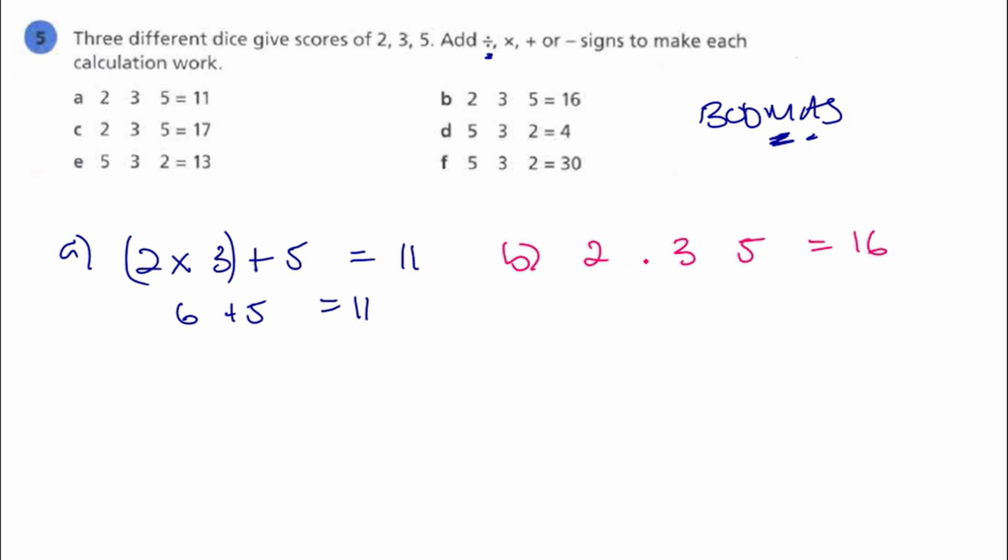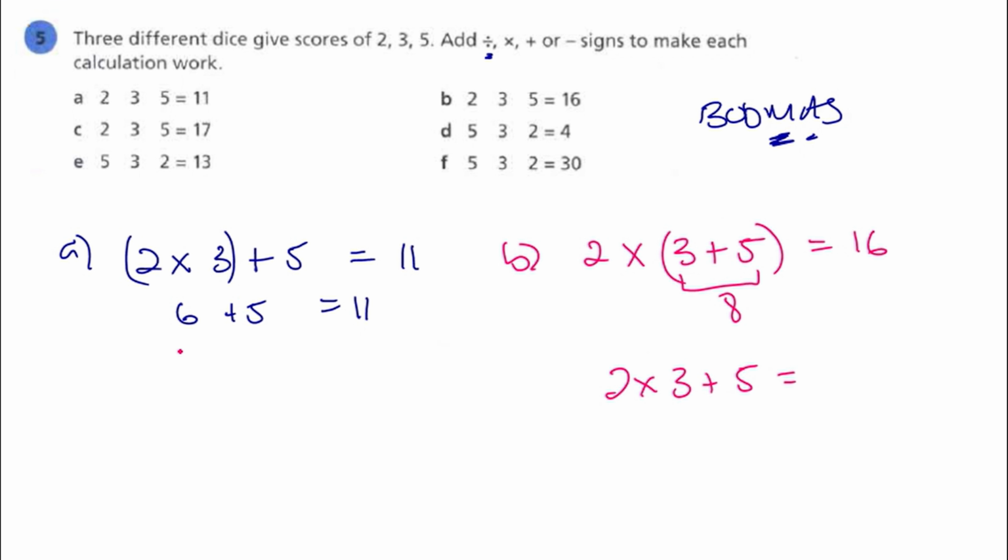If we are going to use multiplication and addition, then 3 plus 5 will give us 8, and then we're going to multiply by 2 to get 16. But this isn't enough. We also need to use brackets, because if we use brackets, then this will give us an answer of 16.